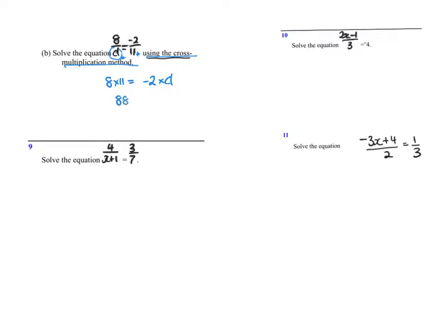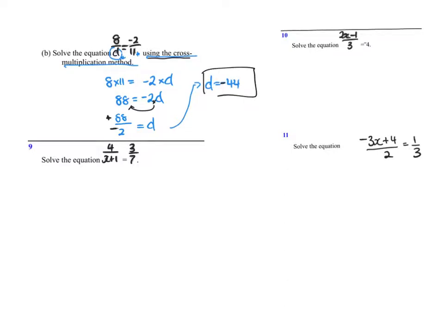So then you can work that out. 8 times 11 is 88 and negative 2D. Now because this guy is timesing here, if you move it over, it'll divide. So I'd have 88 divided by negative 2 equals D. So, D equals negative 44. And that's because we said if a positive divided by a negative will equal a negative.